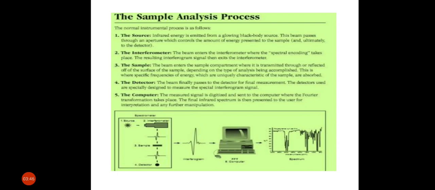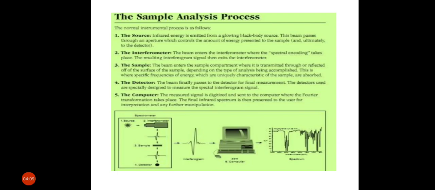We have already discussed these types of vibration: what is stretching vibration, what is bending vibration. So when the interatomic bonds absorb the IR radiation, they start vibrating, and these vibrations are of different types, such as stretching and bending.